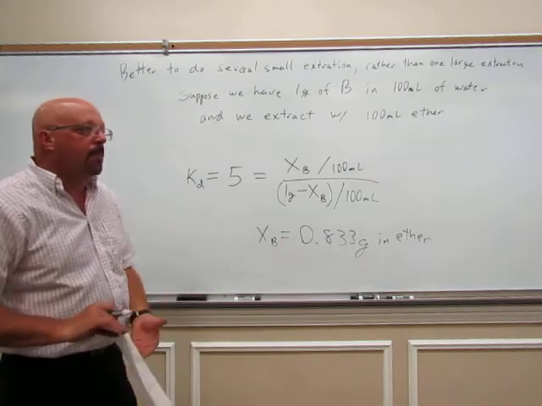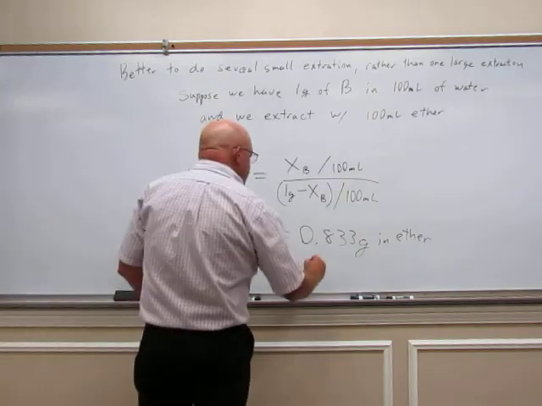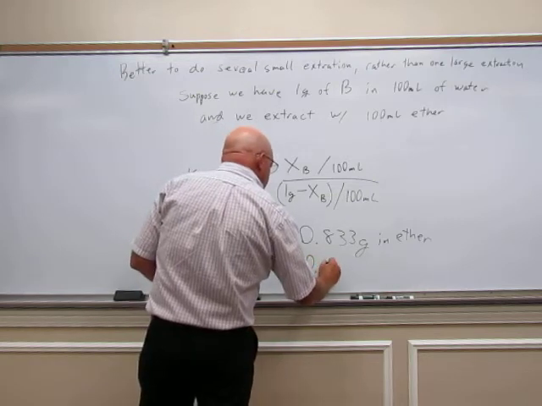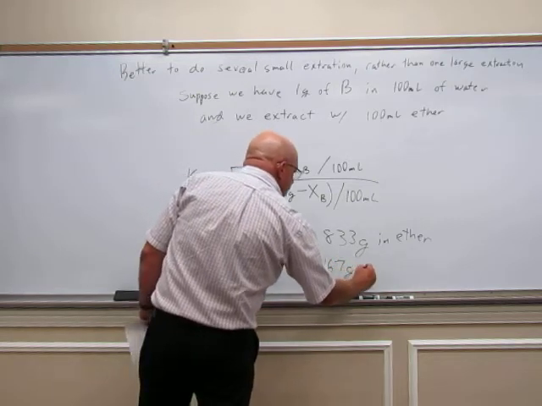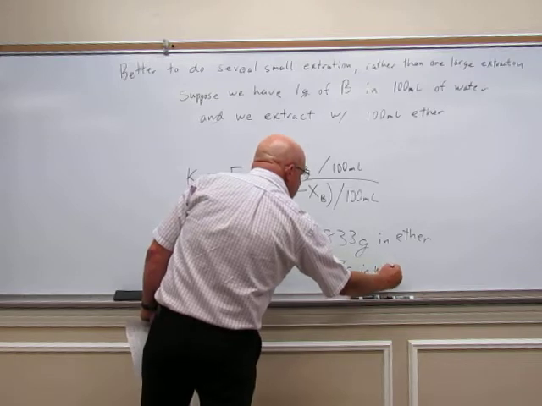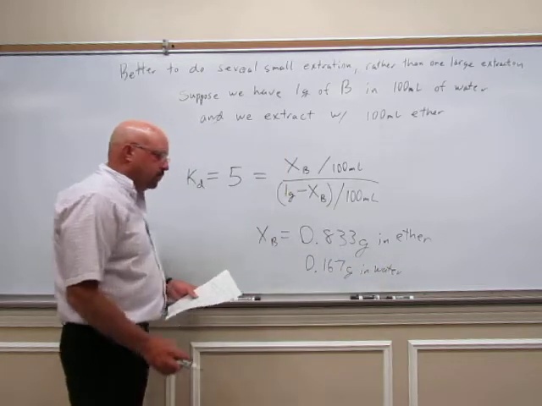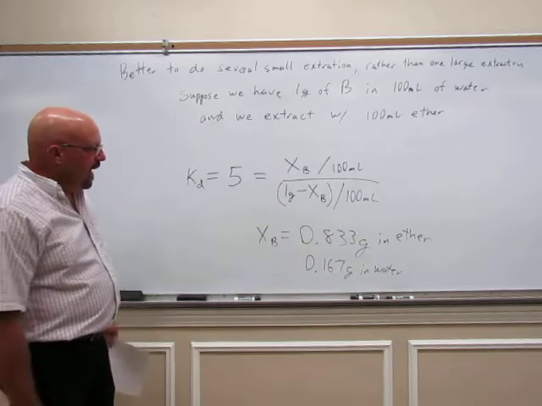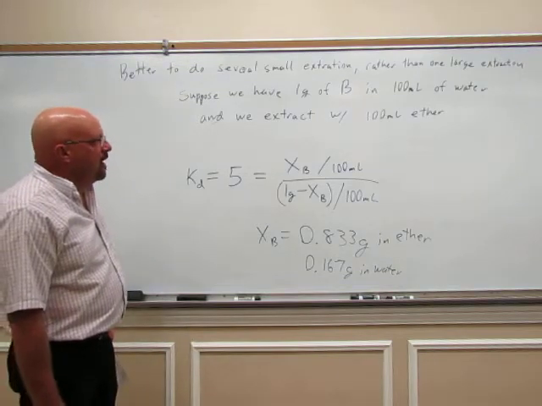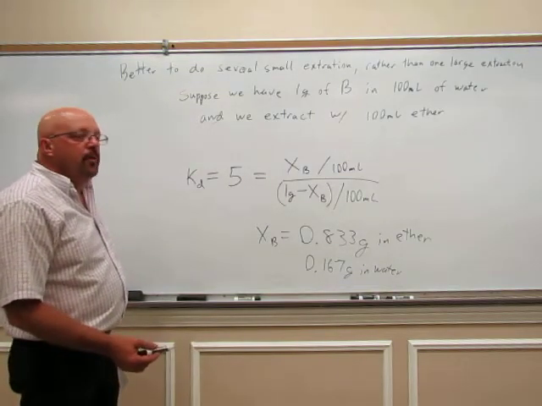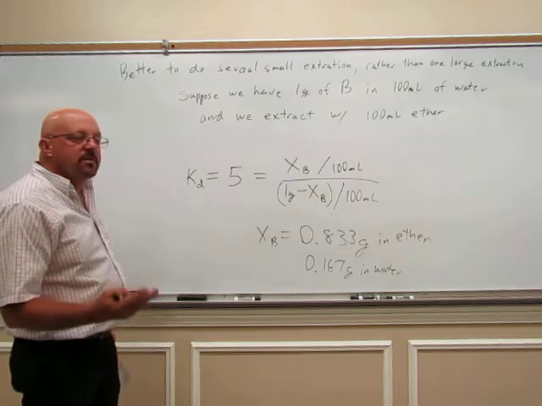So the rest of it would be in the water layer. If you can do the math, you can subtract it there. We'd have 0.167 grams in the water layer, still left in the water. So that was with 1 large extraction. Let's do it with several small extractions.